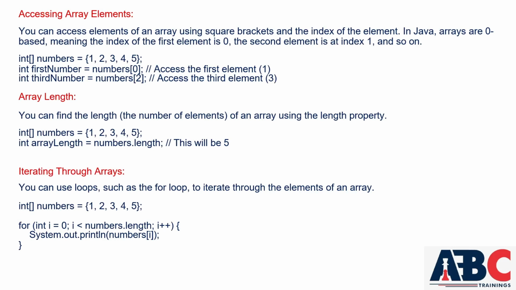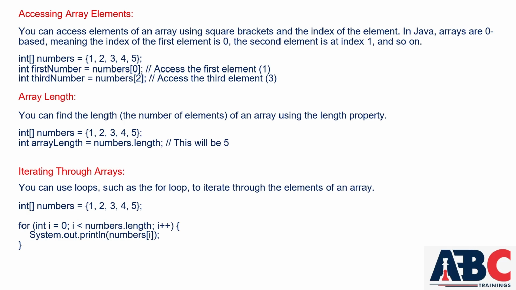Then accessing array elements: you can access them using square brackets and the index of the element. In Java, arrays are zero-based, which means the array index starts from zero. The first element is at index zero, and the second element is at index 1. Then the array length. You can find the length of an array using the length property. So use dot length.